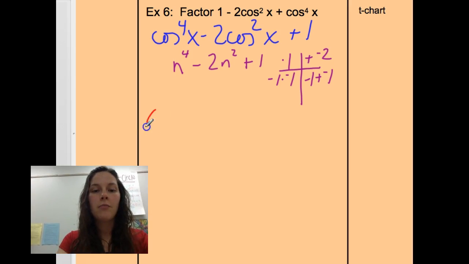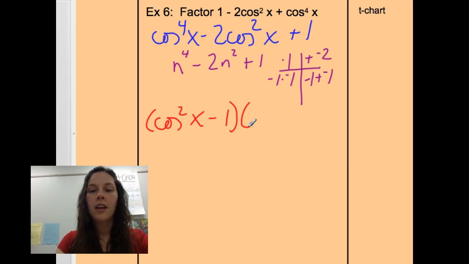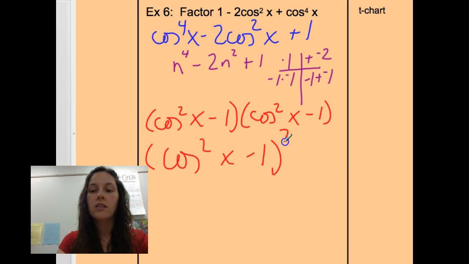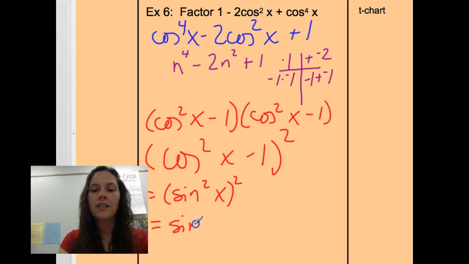So we're going to start by factoring it as cosine squared minus 1 and cosine squared minus 1. So what we really have is cosine squared minus 1 squared. But using our Pythagorean identity, this is sine squared. Sine squared equals cosine squared minus 1. And so when we square that, we get sine to the fourth.